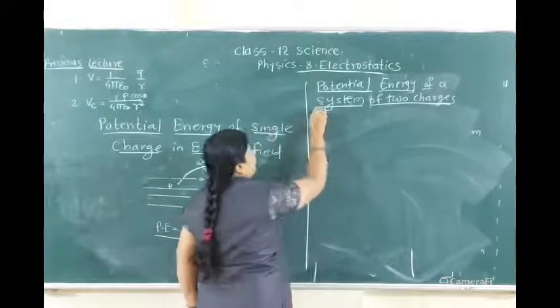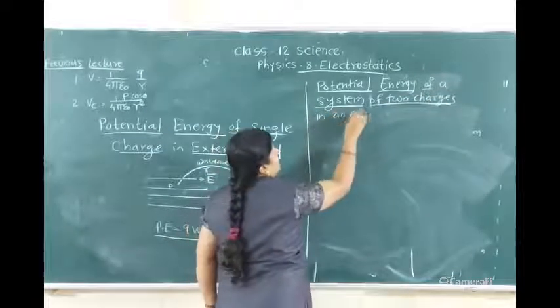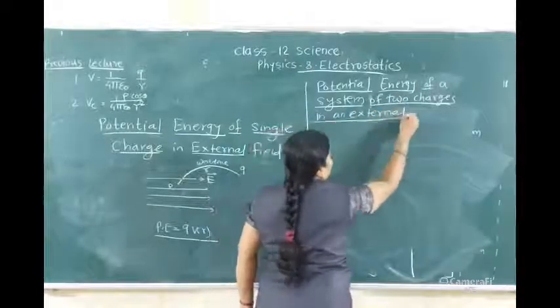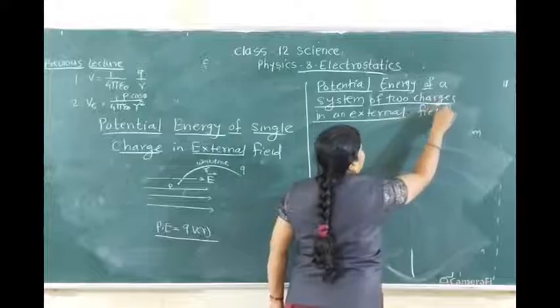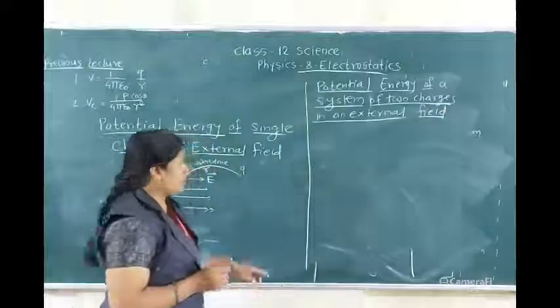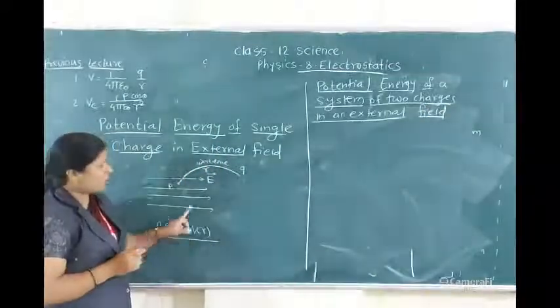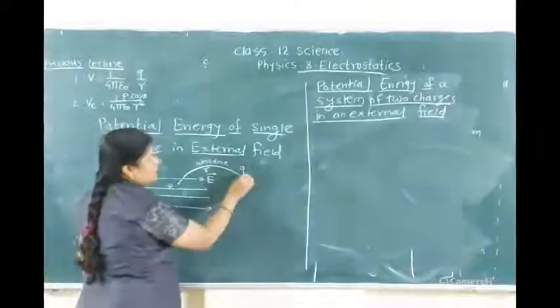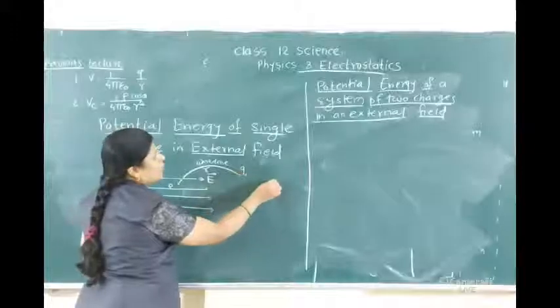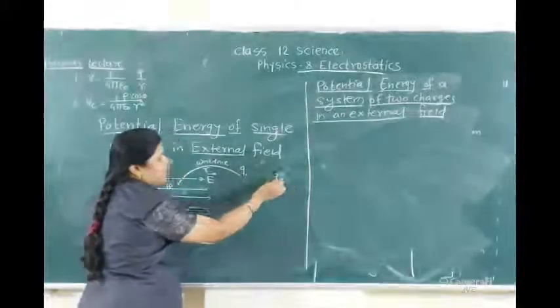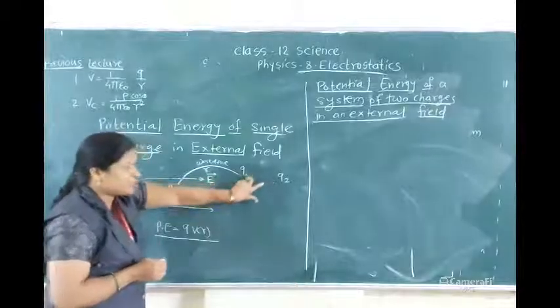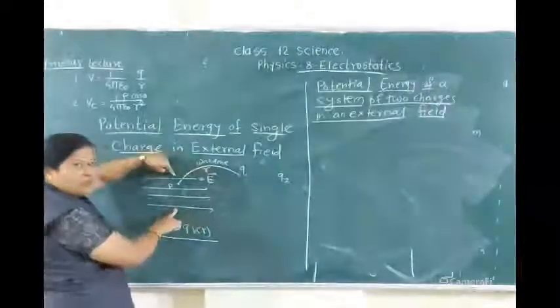Suppose there are two charges, Q1 and another charge Q2, and we want to bring these two charges into another external field. Then we get the potential energy of a system of the two charges. So let's find the equation for that.